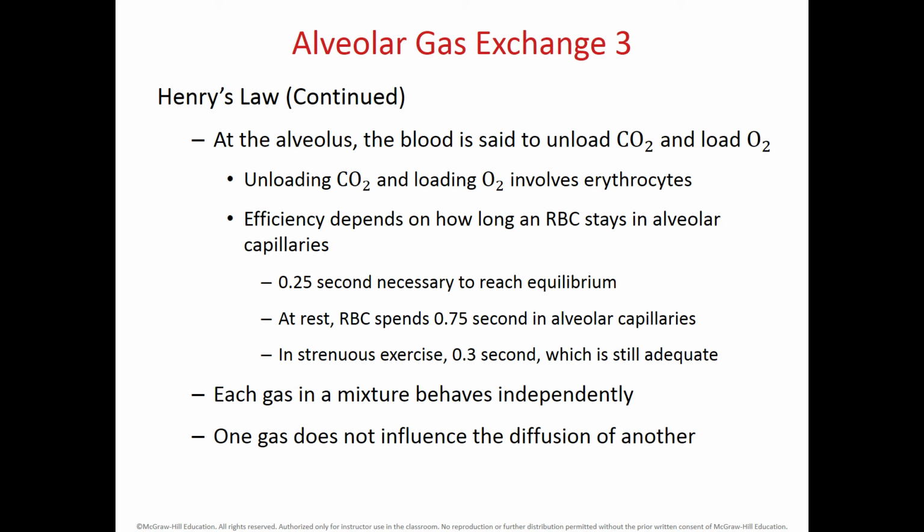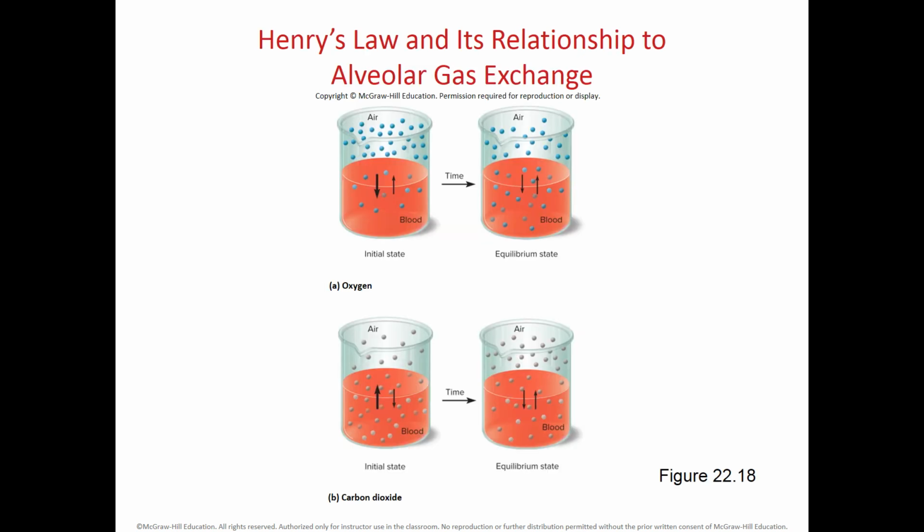And one gas exchange does not influence the exchange of gas of the other. So this is a kind of analogy of what happens with Henry's law and alveolar gas exchange. So at the initial state, this is the top panel for oxygen. At the initial state, whenever your blood reaches the alveoli, you have very little oxygen in your blood. And then in the air, in the alveoli, you have a lot of oxygen.